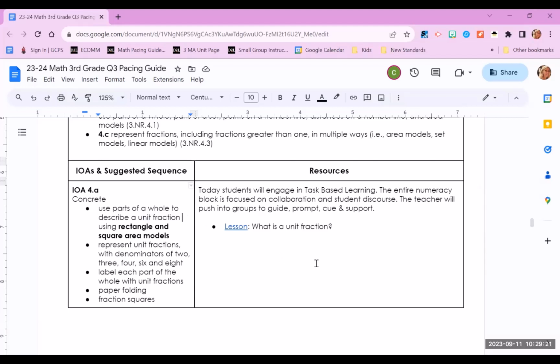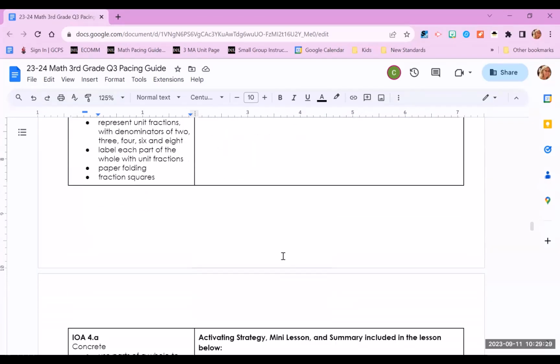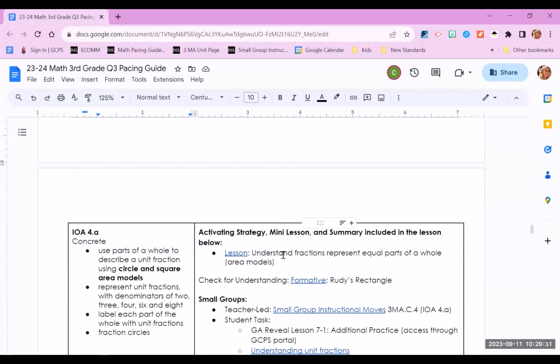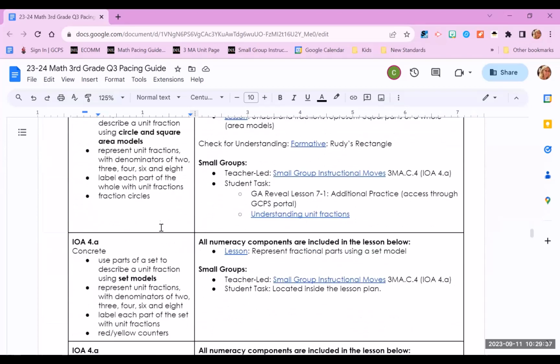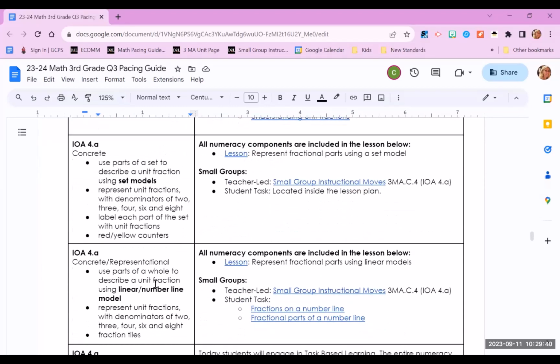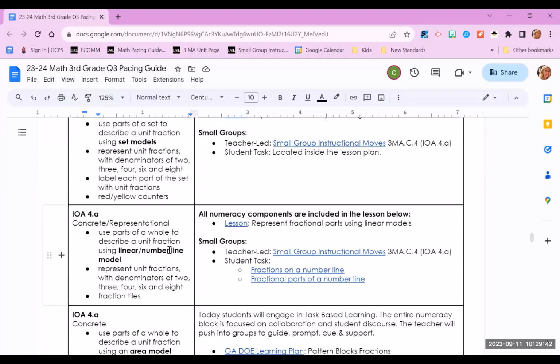Remember, the only denominators third grade students will work with are 2, 3, 4, 6, and 8. The first few days of instruction are anchored in the types of models students will use to represent fractions, such as area models, set models, and of course, our linear models in number lines.